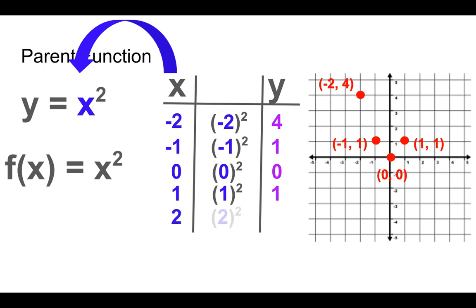Lastly, I take 2, I put it in the function machine. The function machine does its thing. 2 squared is 4, and I have (2, 4) as a point. Notice all of the y values are positive because you are squaring the number. This creates a parabola like this. You could pick any numbers. I picked -2, -1, 0, 1, and 2 to create my graph because I have a 0, some negatives, and some positives.